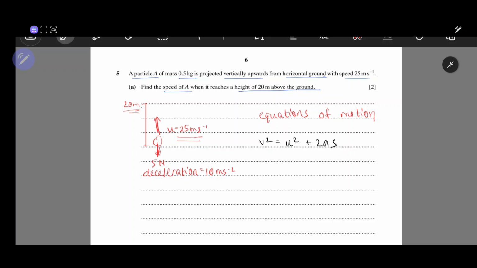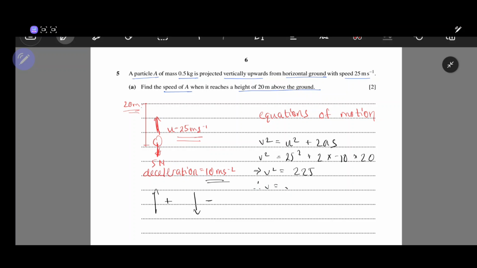So let's input the values. v squared equals u squared, which is 25 squared, plus 2 times minus 10 as the acceleration, since the particle is going to decelerate and the acceleration and the initial velocity are in opposite directions. We are taking upwards as positive and downwards as negative. So minus 10 times the height 20. Now we just simplify and solve for v. So v squared equals 25 squared plus 2 into minus 10 times 20. That's 225.